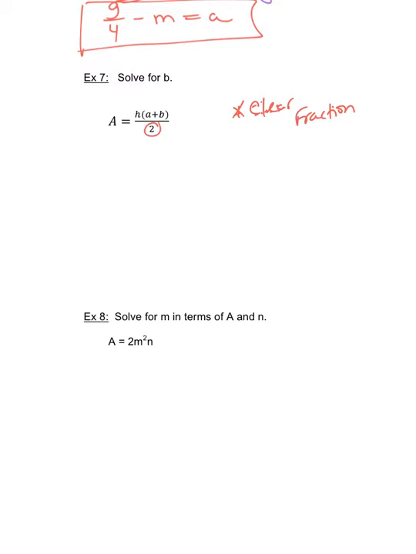Clear fractions, so you only have one denominator. Your LCM is 2. We're going to multiply by 2 on the right and 2 on the left. And then the 2's divide out. So 2 divided by 2 is 1. So I just have 2A equals h times (a plus b). All right, I have the distributive property, so I'm going to distribute h into the parentheses. I have ha plus hb equals 2A.